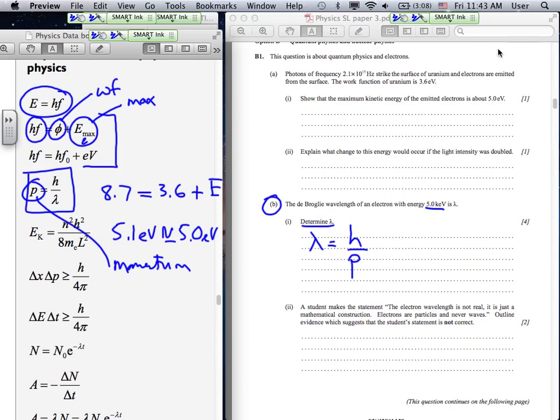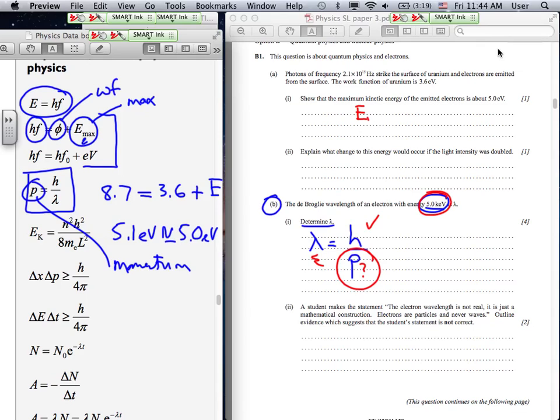Now we are told that an electron has an energy of 5 keV. We can actually work out the momentum, and from that we'll be able to work out what our lambda is. I need to find out what my momentum is, and I can do that because I know what the kinetic energy is. I'll just go through this process again.